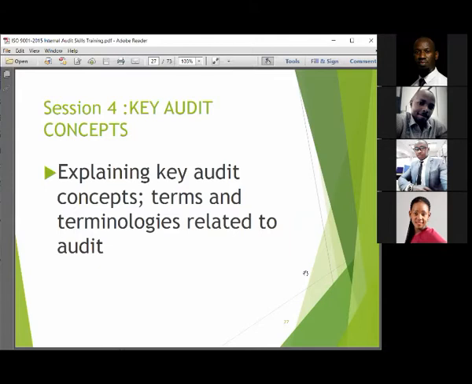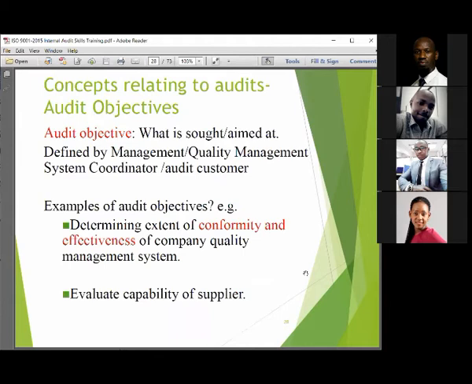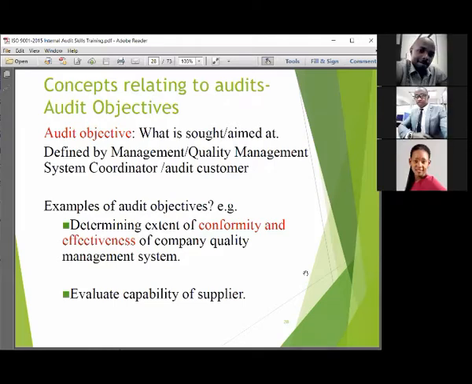So we just want to familiarize ourselves with the key terminologies and terms that you may come across as you audit. They are very important because you use them as you do your reporting and as you carry out your audit. The main one is audit objectives. As you go out to audit, it has to be defined. What are you going to look for? What is sought or aimed at? Sometimes it's defined by the management or the quality management system coordinator.